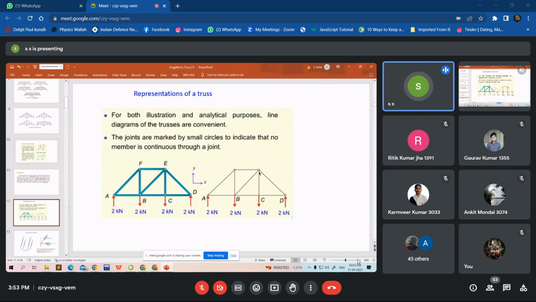So how do you represent the truss for analytical purposes? That is for your calculation or designing. So truss is basically, as we have discussed. Yes. Any doubt? Is there any doubt or anything?